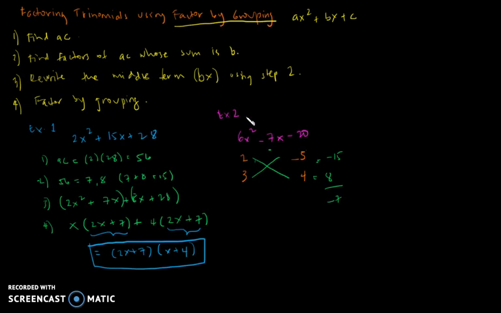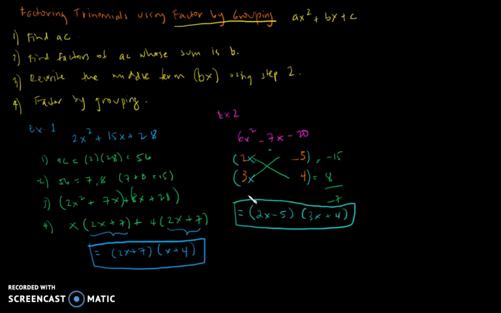Therefore, we can now get the factors, simply by adding this and putting x here. So your final answer would be the quantity 2x minus 5 times the quantity 3x plus 4.